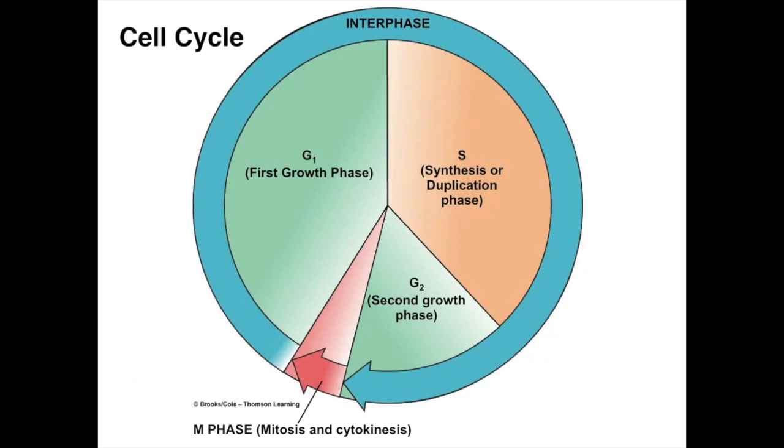So let's take a look at the whole cell cycle. You can see that interphase is the majority of the cell cycle. We have a lot of growth here. Then we have copying, which is synthesis. Then we have more growth. And then the very small part is actually mitosis and cytokinesis.